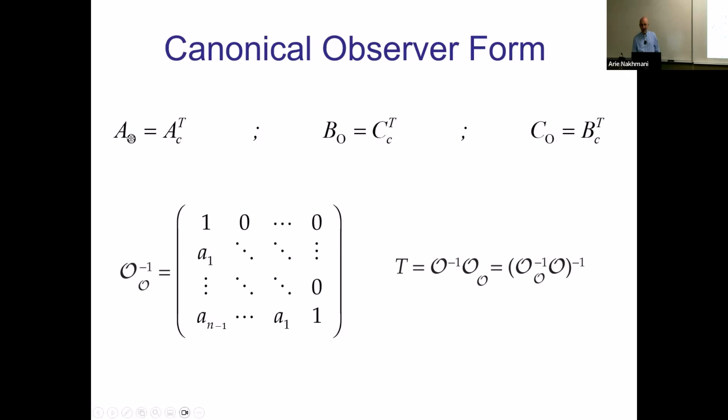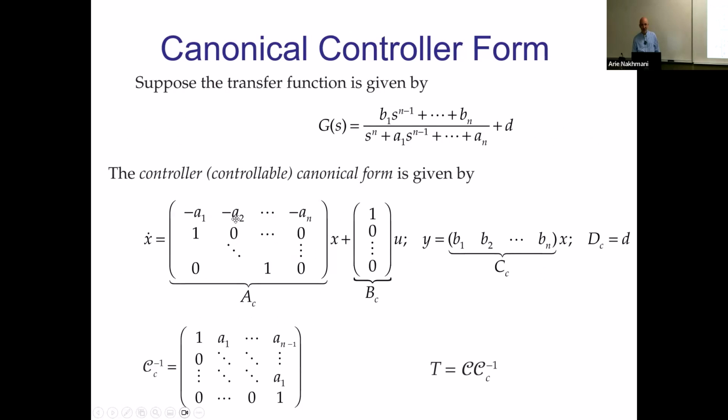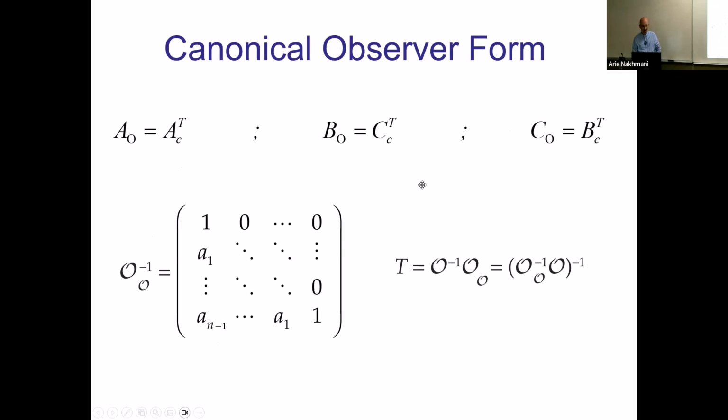A observer, canonical observer, will be just the transpose of the previous matrix. It's just you're flipping on the main diagonal of that matrix. And you're switching between these two matrices and just transposing them. And this is what you get.